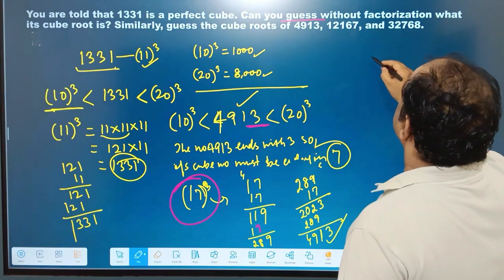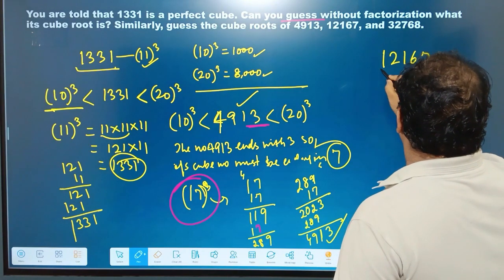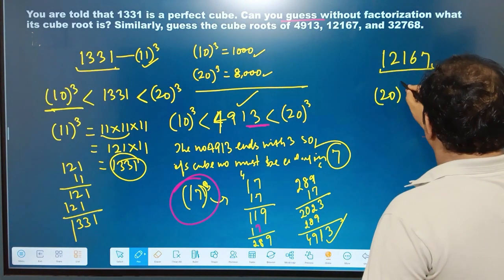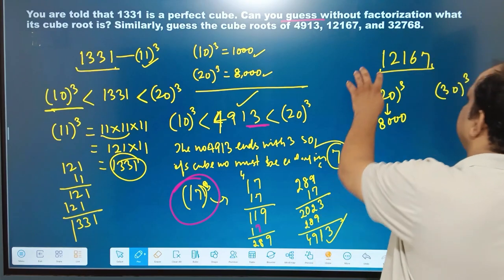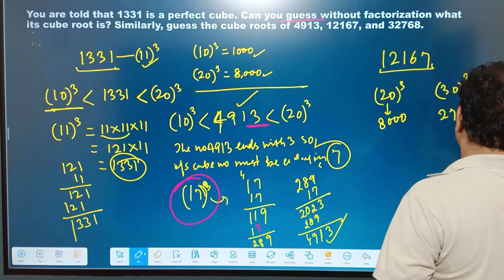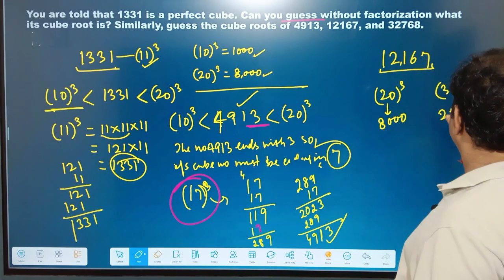Say the next number is 12167. So it is actually 12,167. Let's say 20 ka cube and 30 ka cube, right? 20 ka cube is 8000. Obviously this number is greater than this. 30 ka cube is how much? 27,000, right? So this number 12,167 lies between this and this.